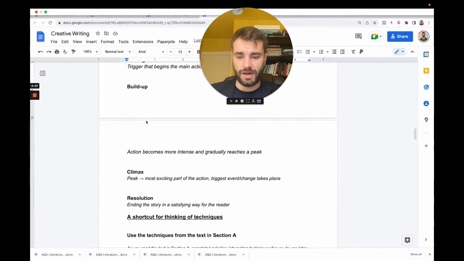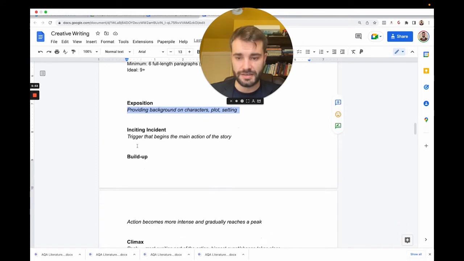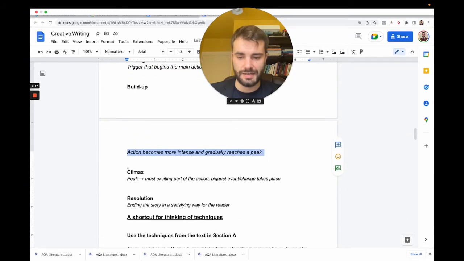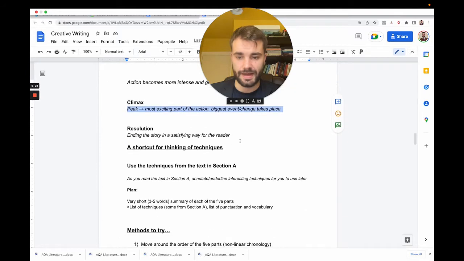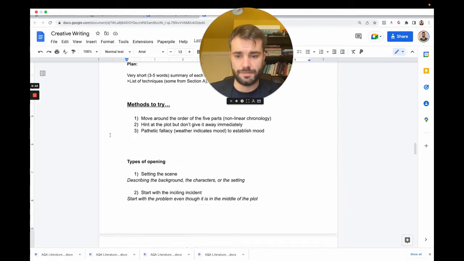So the 5 parts, exposition. Now this is not just explaining, it's describing, so you're going to give descriptions of the characters, the plot, and the setting. And the same goes for the trigger. The action becomes more intense, we reach a peak. This is when the biggest event takes place, it's the exciting part. And then we end it. This is really important. Many students miss this. Many students miss out the ending and they don't end the story in a way that is satisfying. And then the reader doesn't understand exactly why it was important or what the outcome was, so make sure you don't miss that part out.